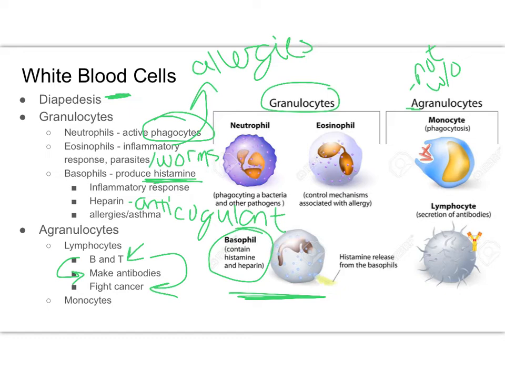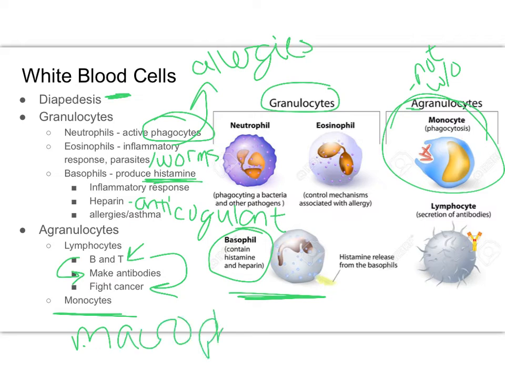We also have monocytes, and that's going to be our last type of white blood cell. Again, it's an agranulocyte, and these are big, giant macrophages. You can see in that picture there, it's consuming things. Big, giant macrophages that do phagocytosis throughout your body.